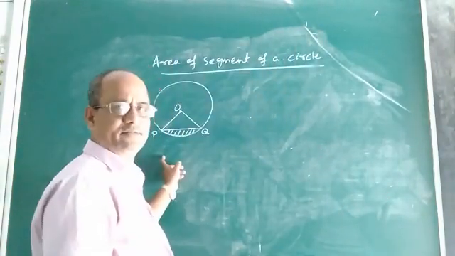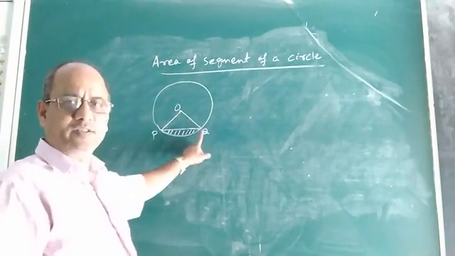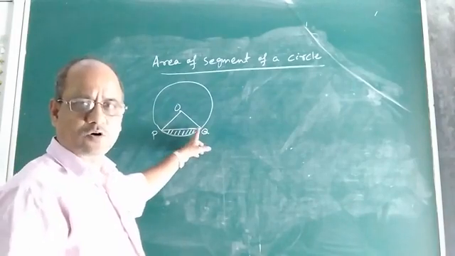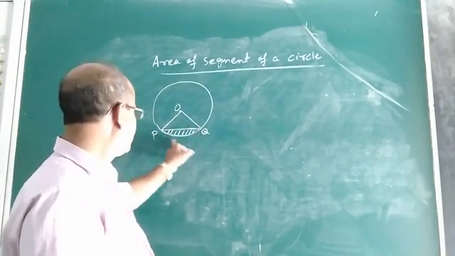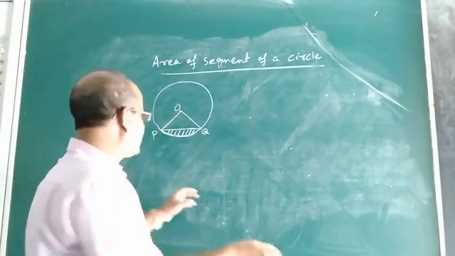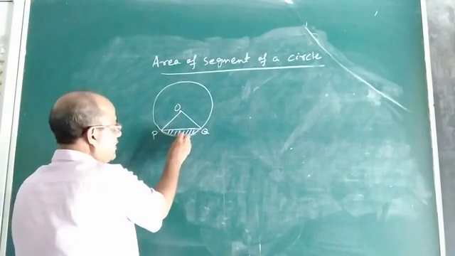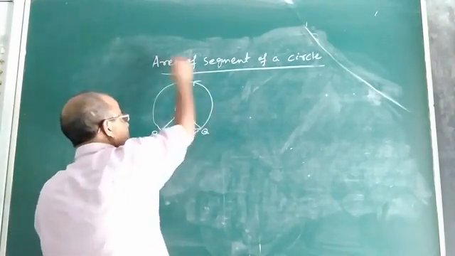Suppose this is a circle. See, O is the center. If I ask you what PQ is in this figure, you can easily answer it is a chord. Then this portion is an arc. An arc is any part of the circle. This is the minor arc, PQ is the minor arc. And this QP is the major arc.